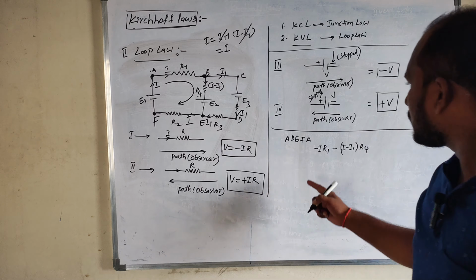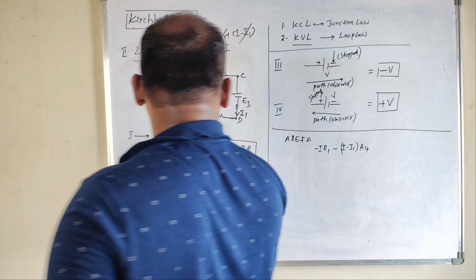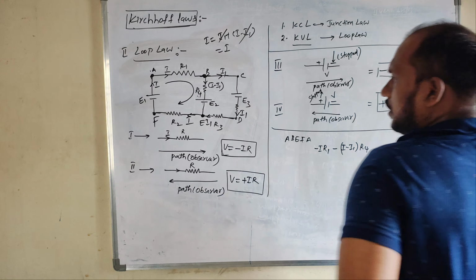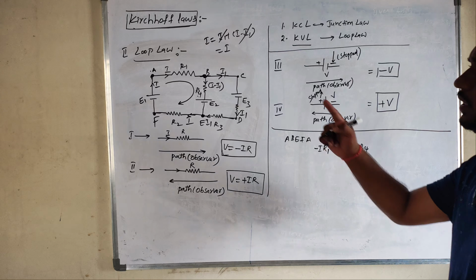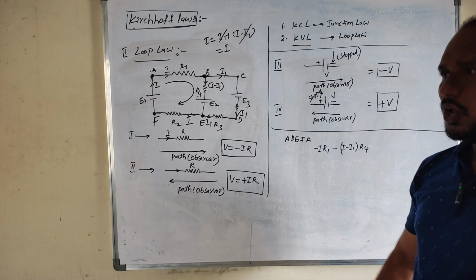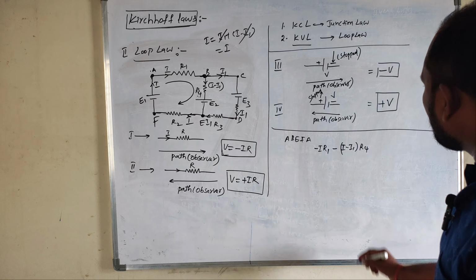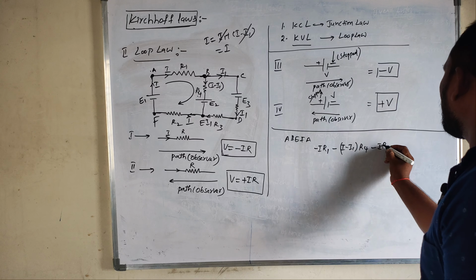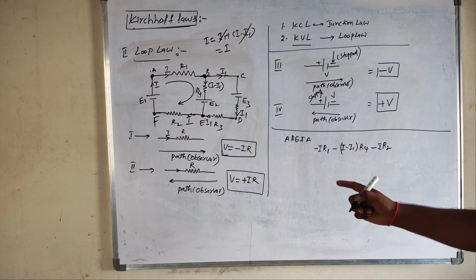Next, E to F. What is the current? I. What is the resistance? R2. What is the direction? The path is moving like this and the current is also moving like this, the same direction. So the value is I into R2.